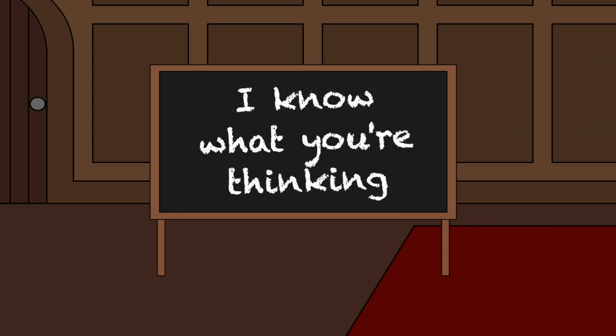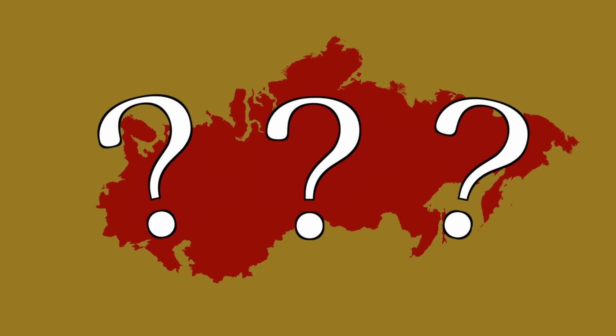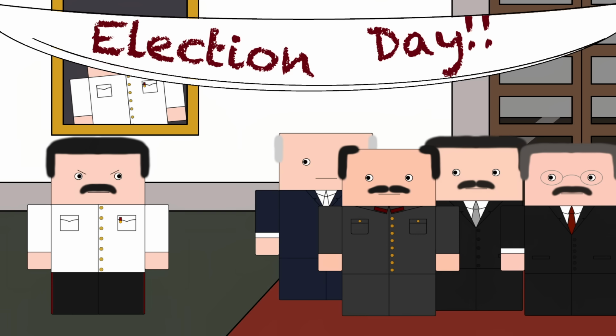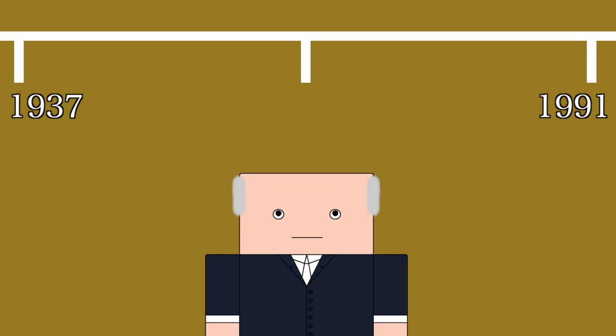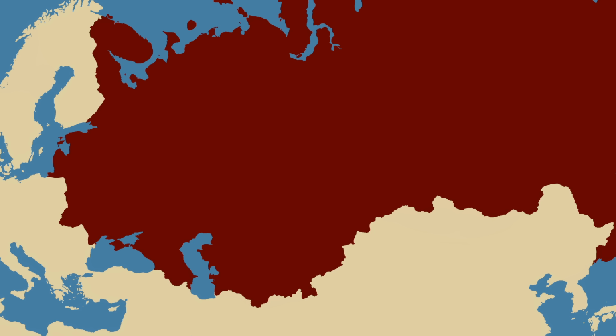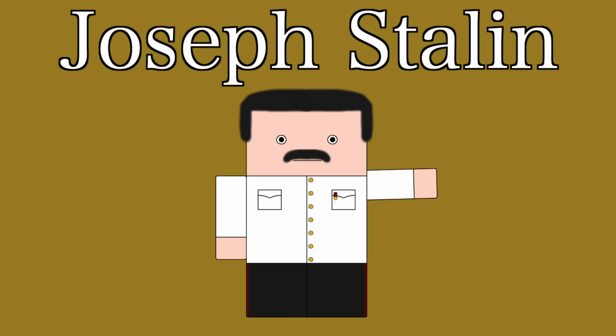Now, I know what you're thinking. Hang on, the Soviet Union had elections, but wasn't it a one-party state? Well, yes, but that didn't mean that you couldn't vote, and the USSR had many elections open to the wider Soviet public. Now, the nature of these votes did change over the decades, and as such, we're going to focus on the years when the USSR was run by Joseph Stalin, since he's not really one you would associate with democracy.